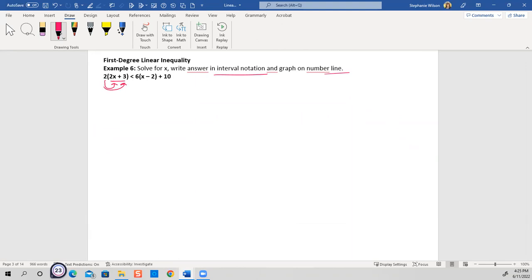So let's do that. 2 times 2x is 4x. 2 times 3, which you notice they're all positive, so it's going to be 6 less than, and I'm going to distribute the 6 to everything inside that parentheses because I can't combine it here and clean it up. So now let's go ahead and distribute 6 times x. It's a positive 6 times a negative 2, so it's a negative 12 plus 10. So I'm going to bring down that 10.